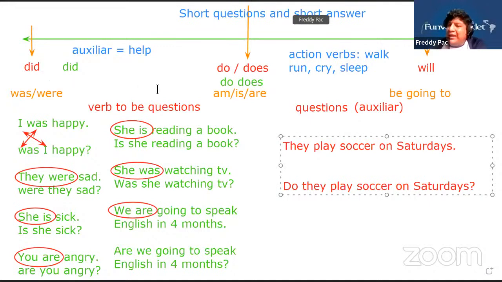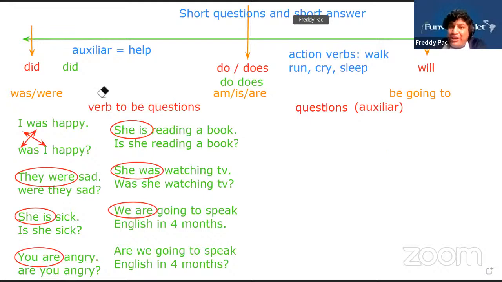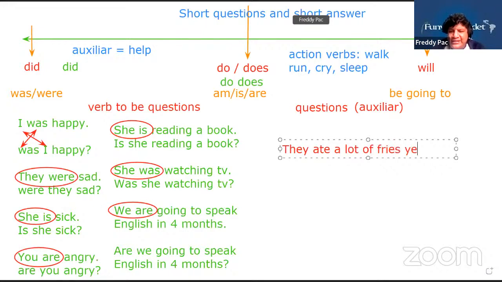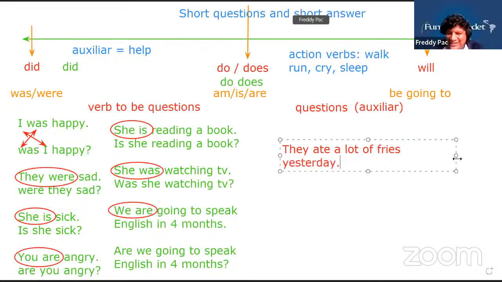Let's see Merly. Now we are going to do, it is the same theory. We are going to do one in past, okay? In past is really nice because the verb is not a regular verb. It is a different verb, right? So I am going to use this. Give me 1 second. They ate a lot of fries yesterday. Okay, this is in past.